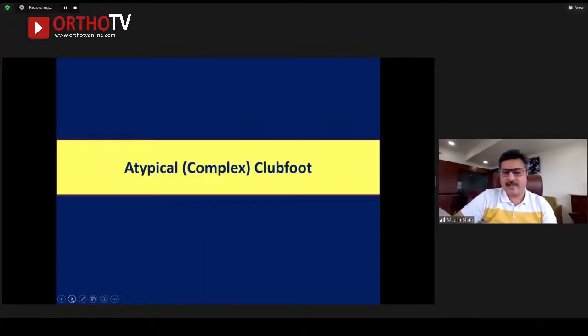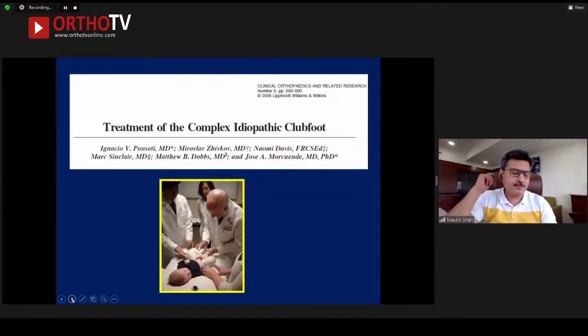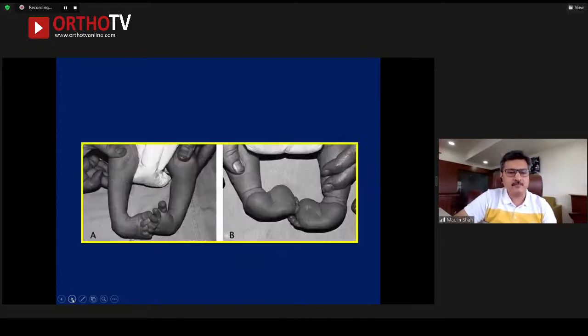The atypical or complex Clubfeet. Dr. Ponseti started his technique of treating idiopathic Clubfeet way back in the 1950s. But in the late 90s, they found that some of the Clubfeet behave abnormally, although they look pretty similar to idiopathic ones. But when we start treatment, they may go bad. And these Clubfeet were termed as complex or atypical Clubfeet. And this paper came into existence in 2006.